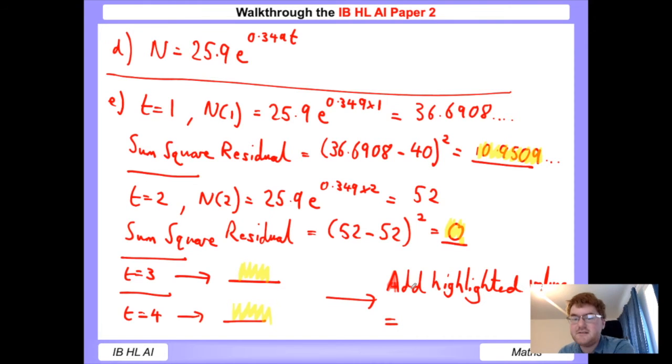And if we do that, so you finally get to this stage and add them together, you should then get the answer of 66.1 to 3SF.